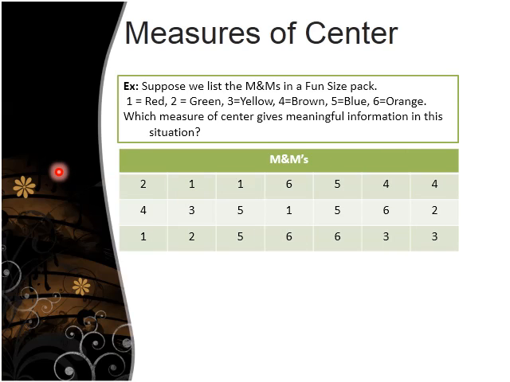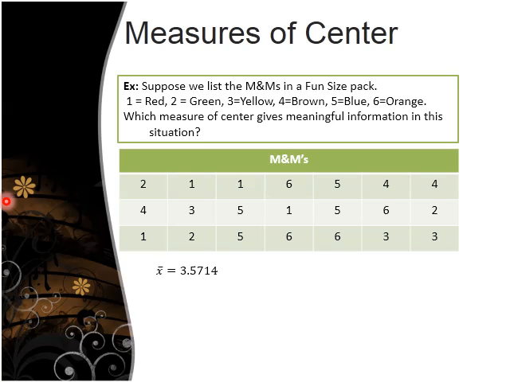So here's our fun size pack of M&Ms. And so again, 2 means that a green M&M came up. 1 means a red M&M came out of the bag. 1 is another red. 6 was an orange, etc. What measure of center gives meaningful information in this situation?